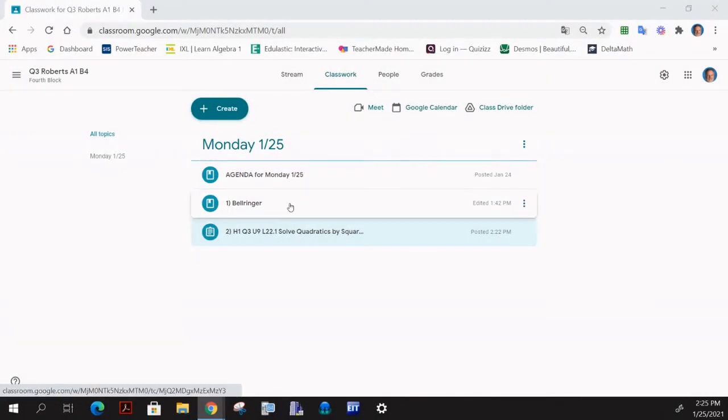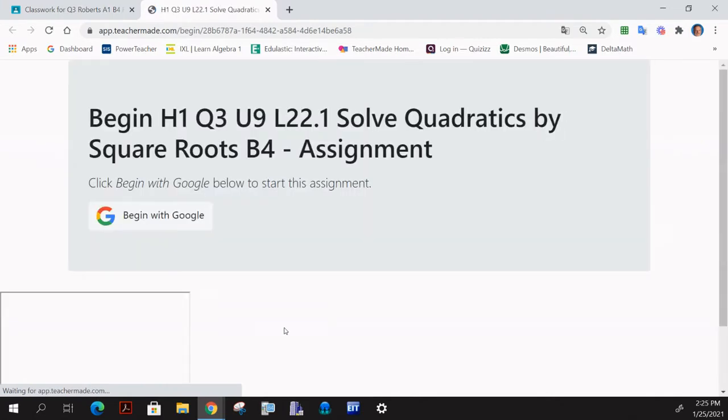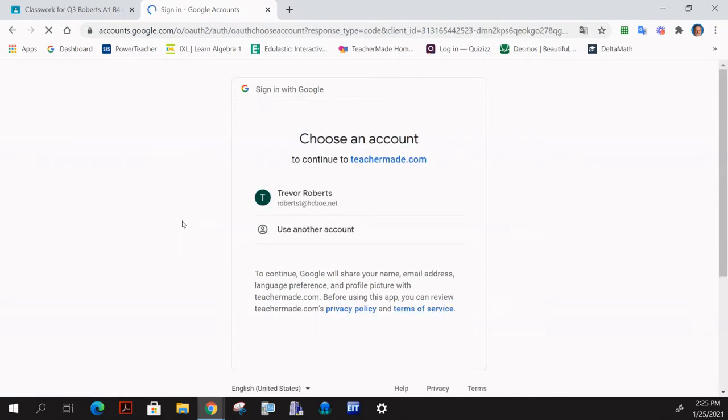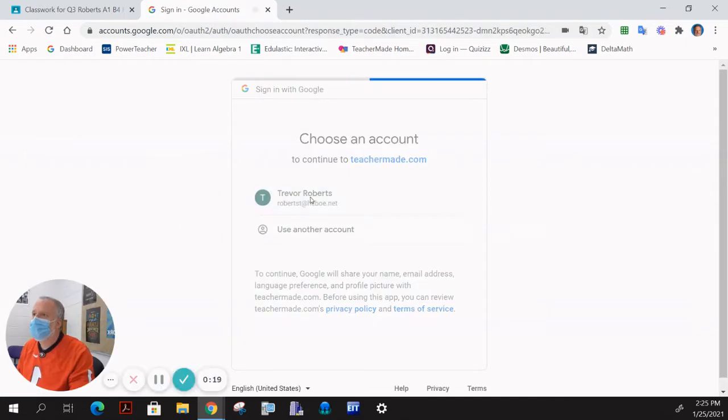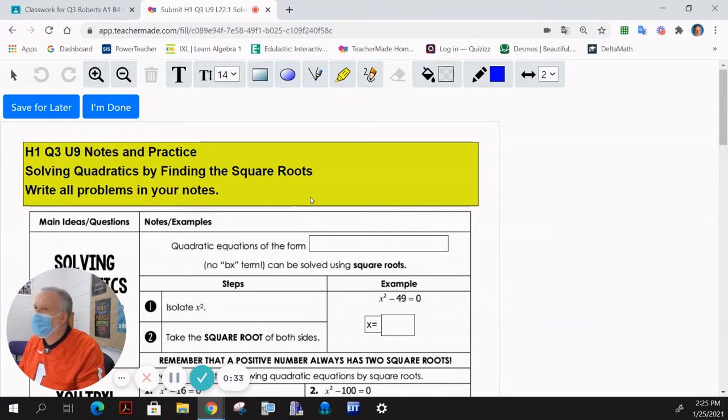If you look in classwork for today under Monday, January 25th, you'll see that number 2 assignment is this handout. This handout includes both your notes and your classwork for today. Now, everything that we do on this assignment, you've got to write down in your notebook on paper as well as fill in the blanks here.